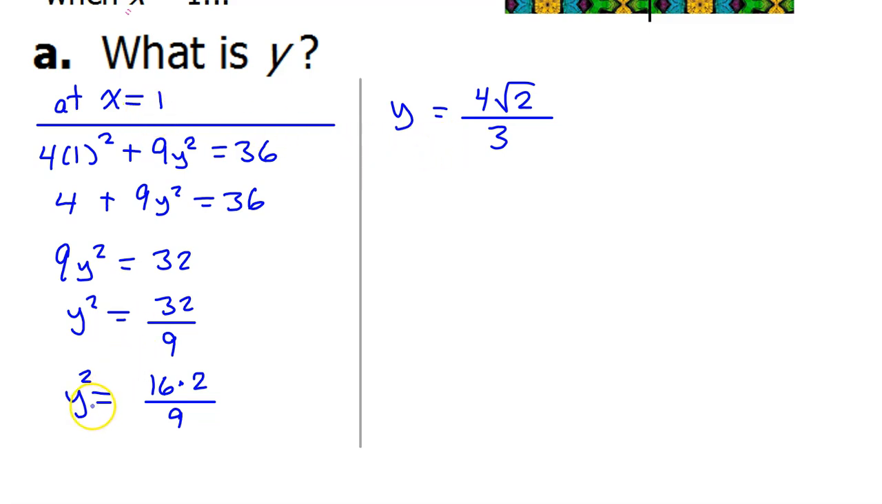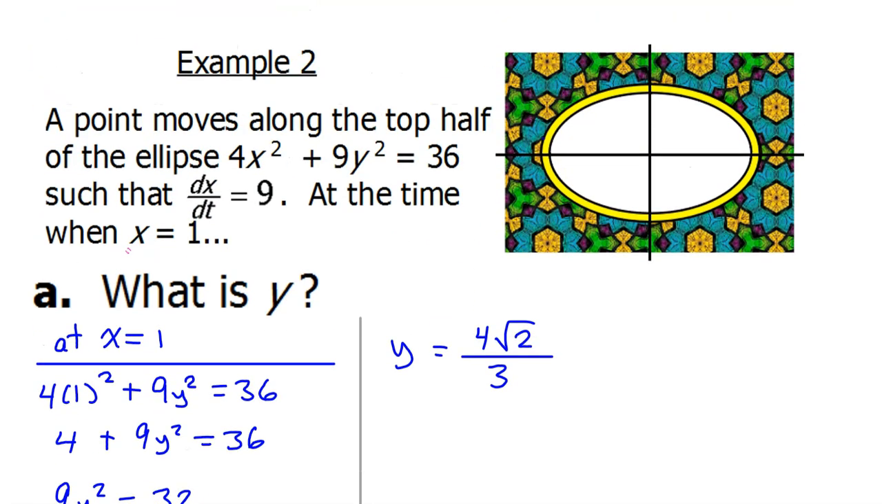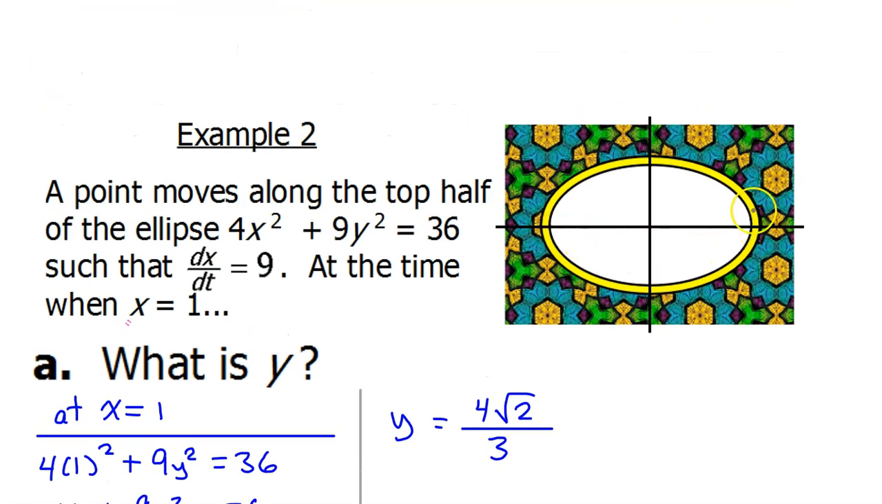By the way, normally when we take the square root, we put a plus or minus on it. There's two solutions. I didn't do that this time because we are talking about the top half of this ellipse, where the y values are always positive, so no minus.